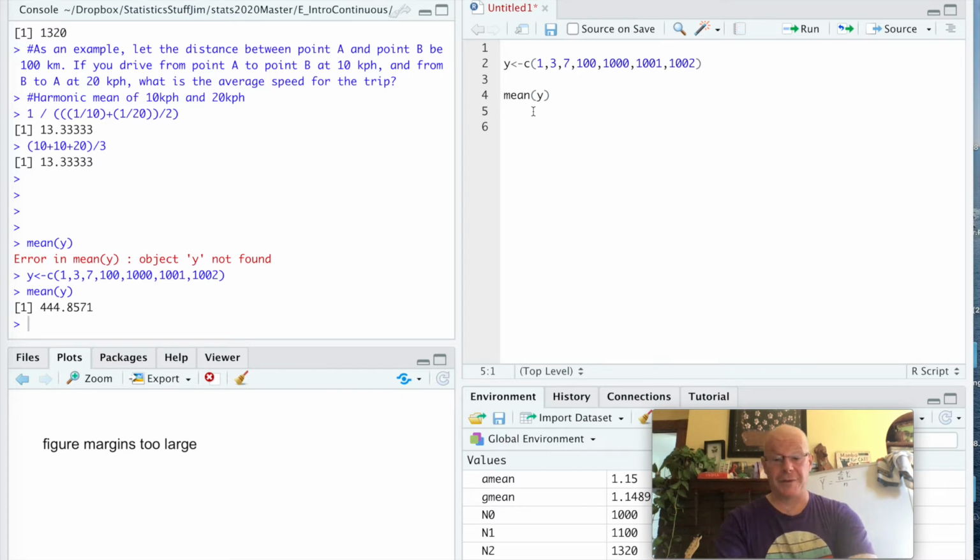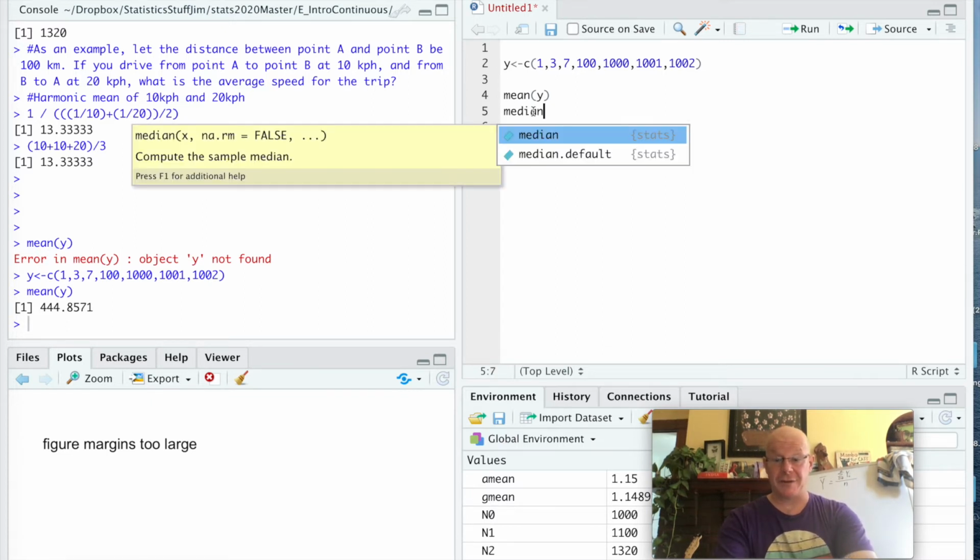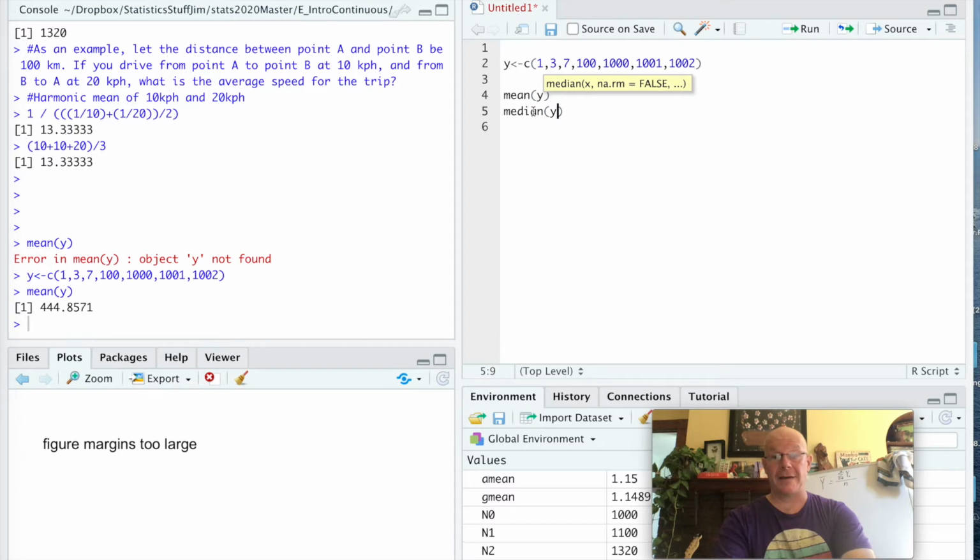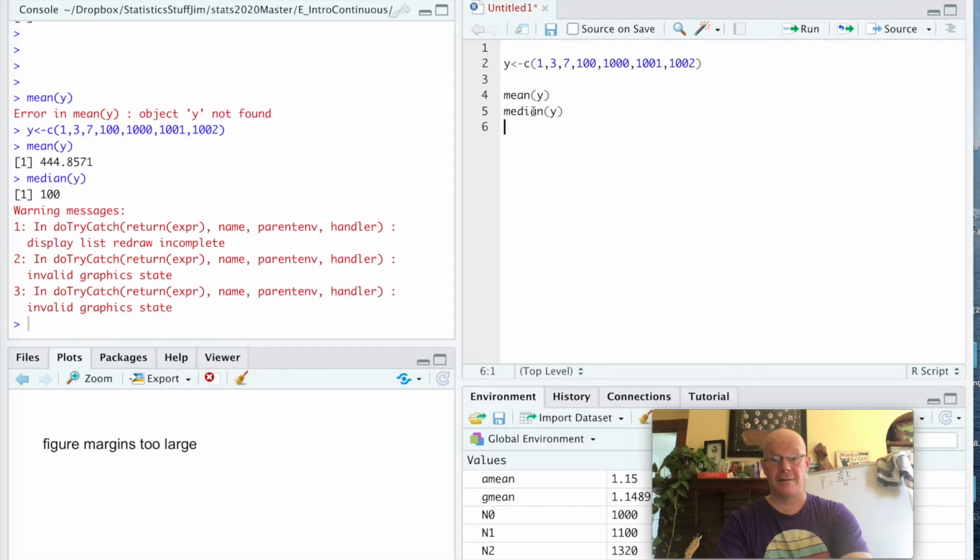And so the built-in function for that, as you might imagine, is called median. And if I ask for the median of y, indeed, I get 100 right over here. And so the median is especially useful when you're trying to describe the location of a distribution that is not normally distributed. This is why they don't talk about the mean average household income. They talk about the median average household income.